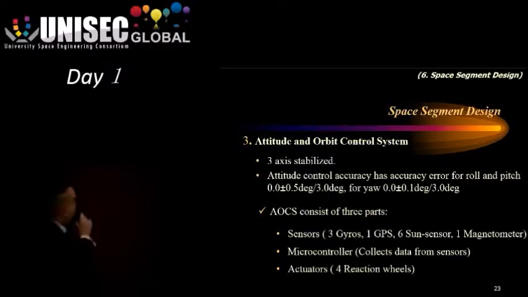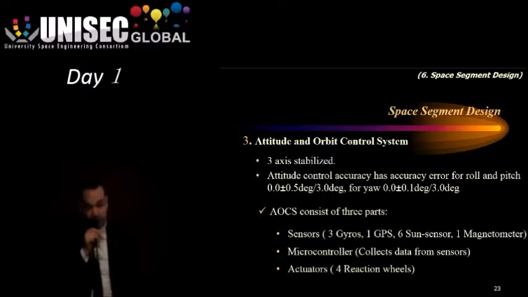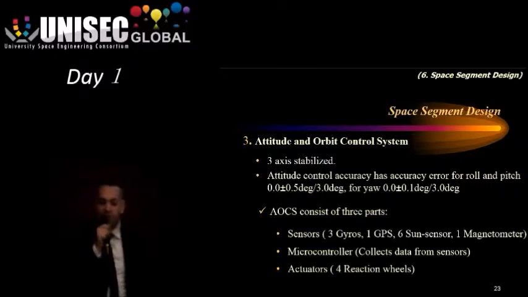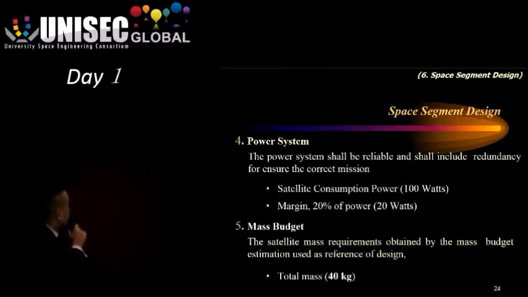For our power system, the power system shall be reliable and shall include redundancy. The satellite power consumption we estimate at about 100 watts, with a margin of about 20 watts, so the total is just the summation of these values. For the mass budget, the satellite mass requirement is less than 50 kilograms. We propose 40 kilograms. The payload, our transponder, is about 10 kilograms.